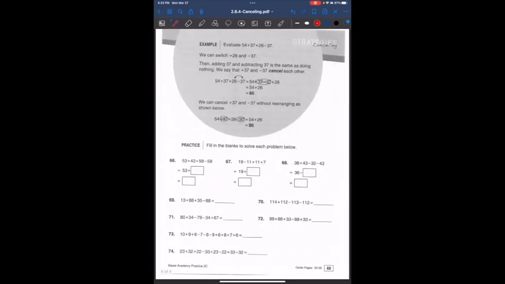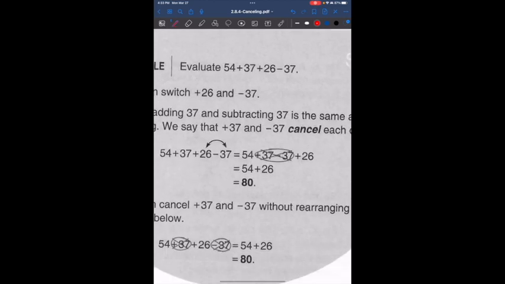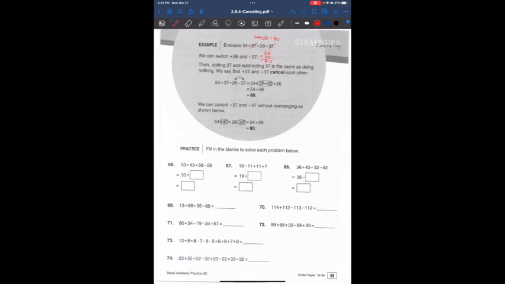Okay, so we have our last example. Evaluate 54 plus 37 plus 26 minus 37. Again, we can cancel these two out. So we have 54 plus 26, which gives us 80, right?